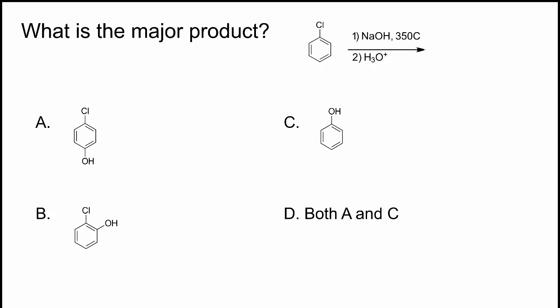All right, good. So the sodium hydroxide is going to take the place of the chlorine. It's not going to add in addition to, it will just swap it out. So we'll get C for the answer here. So we can do this reaction because there is extreme heat.